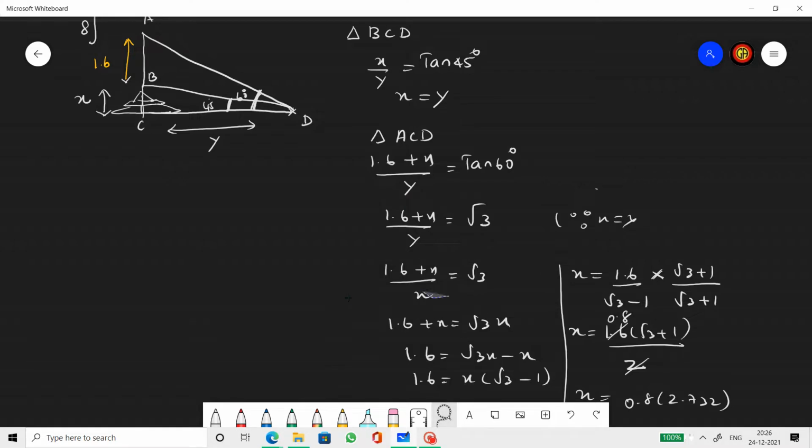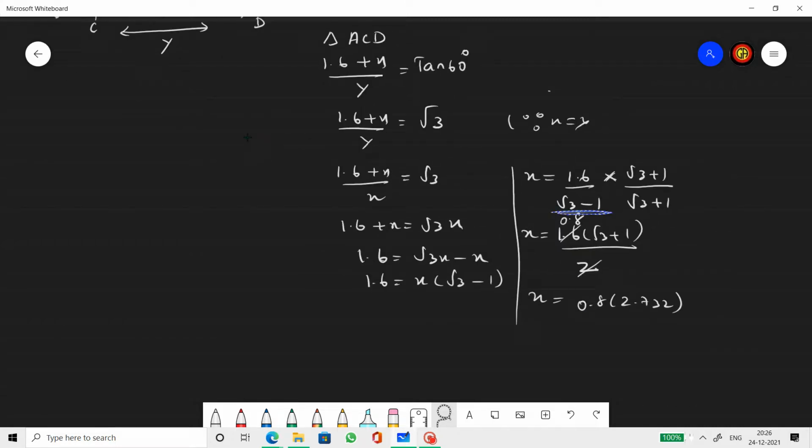The denominator x is taken to this side, so it's root 3 x. All the x are grouped on one side, like terms grouping. X taken out common, so x is equal to 1.6 by root 3 minus 1. When you rationalize the denominator, we get 1.6 into root 3 plus 1 by 2, because the denominator is in the form of a minus b into a plus b, which is a squared minus b squared. Hence we get 2 here. 2 and 1.6 get cancelled, giving 0.8 into root 3 plus 1.